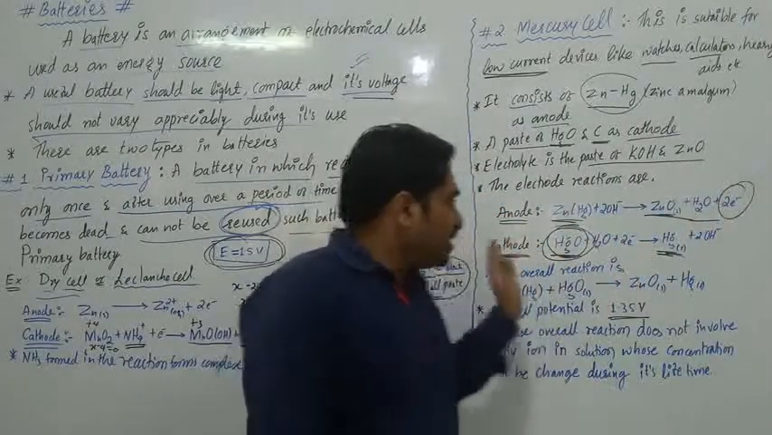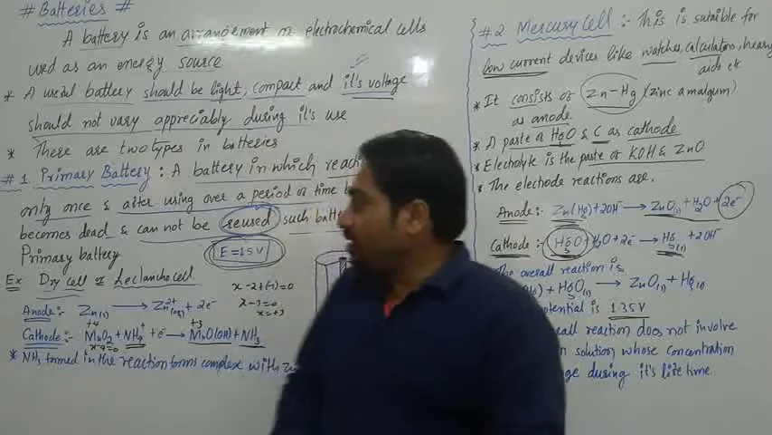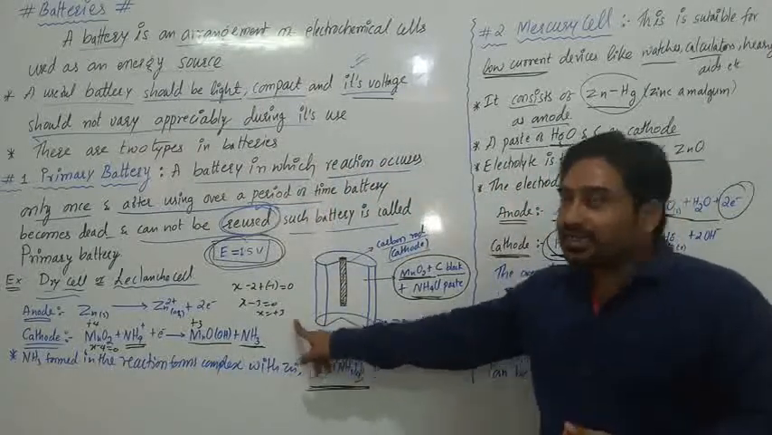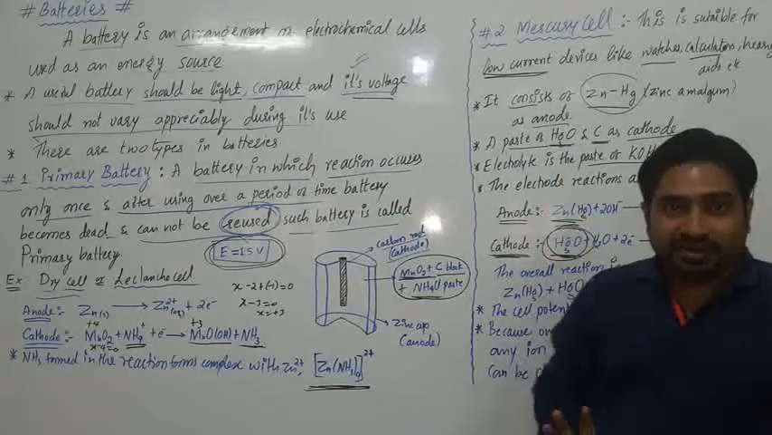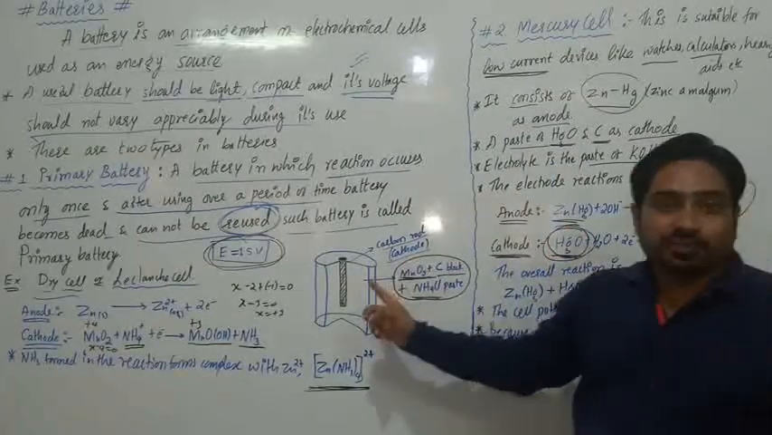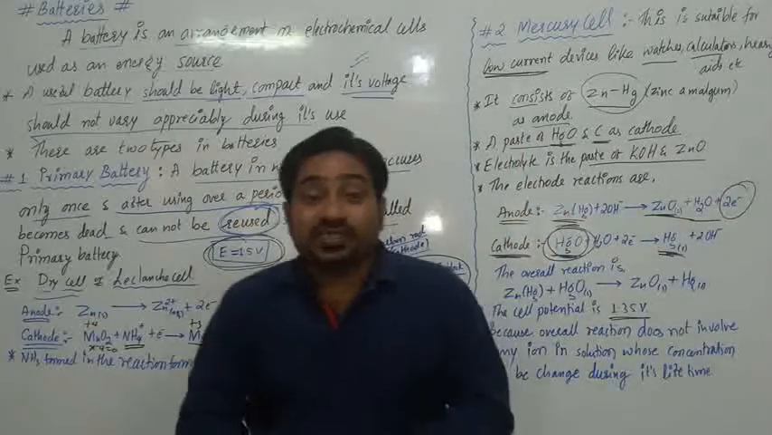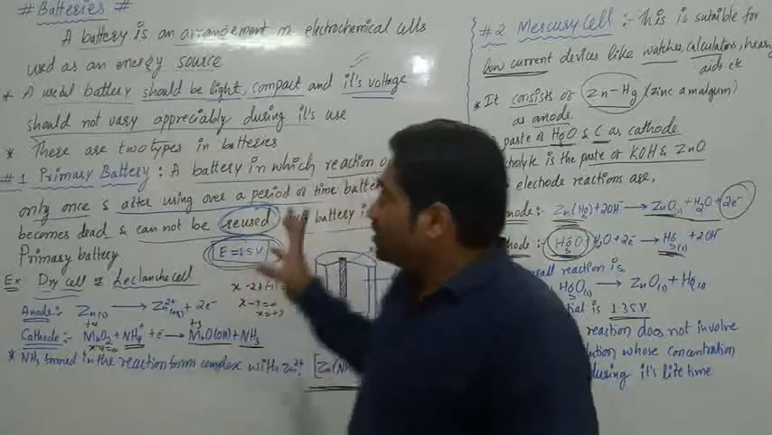Okay, so this is about the primary batteries. There are two examples. The first one is the dry cell or Leclanche cell. The second one is the mercury cell. These two are examples of primary batteries. In the next video, we are going to deal with secondary batteries. So these are very important.